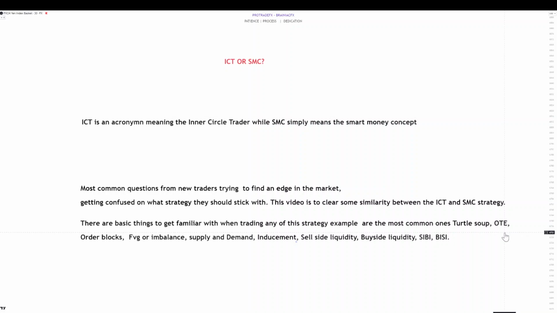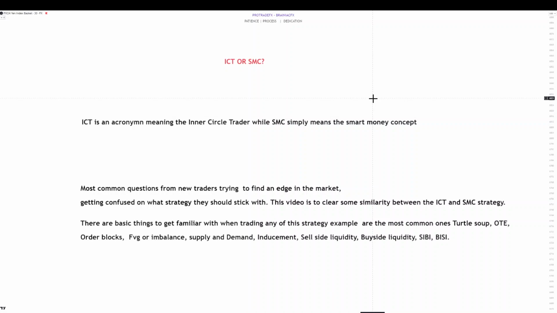So what is ICT or SMC? Unlike retail support and resistance, where you can have different things attached to it, ICT and SMC have some similarities and differences as well. A lot of ICT traders think they trade SMC, and a lot of SMC traders think they trade ICT, and they feel like both are the same. For clarity, ICT, to me, is more like the foundation of the whole institutional trading, but there are so many misconceptions about these two strategies.